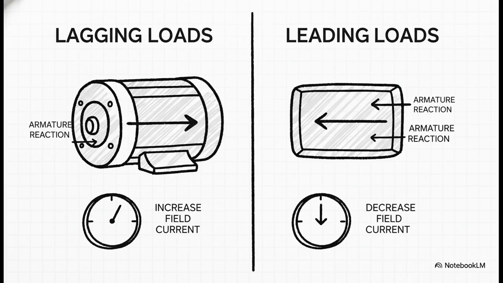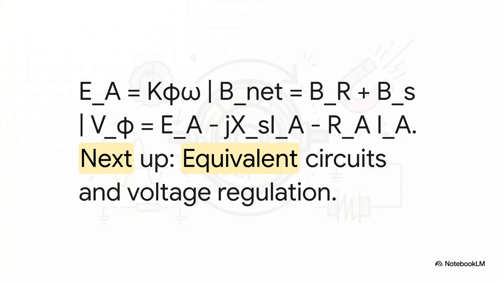But for leading loads, the exact opposite happens. Armature reaction actually helps the main field, and you have to decrease the field current to stop the terminal voltage from climbing too high. So let's just recap the three core equations we've put together today: how the ideal voltage is generated, how the magnetic fields interact, and finally, the complete generator model that accounts for everything. These are the absolute fundamentals.